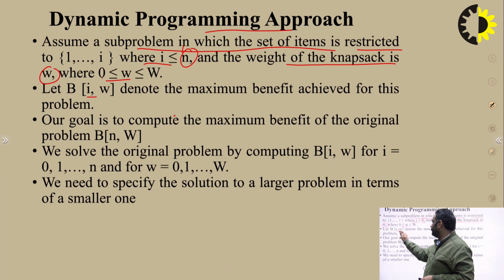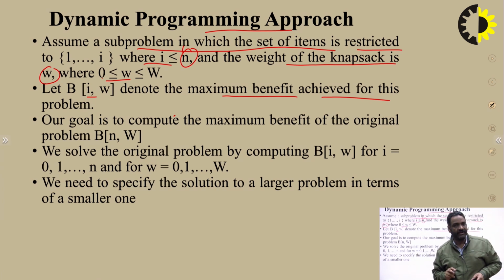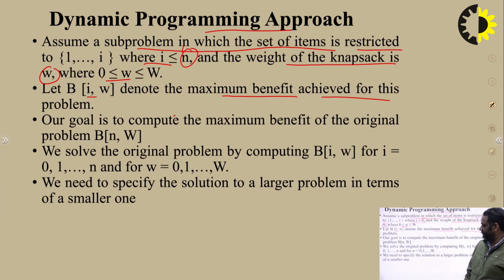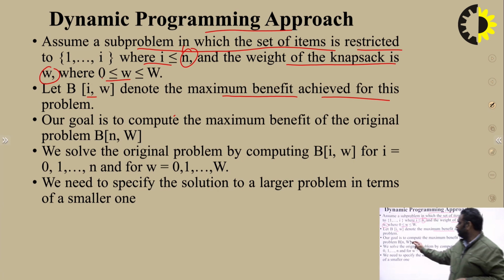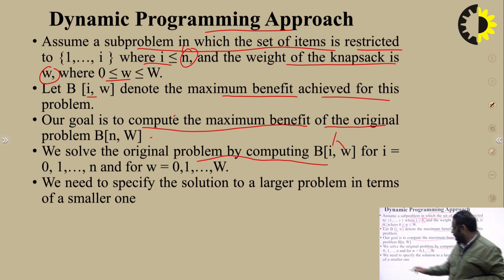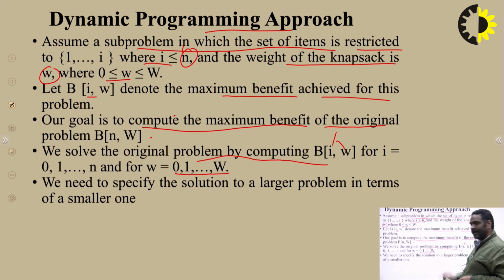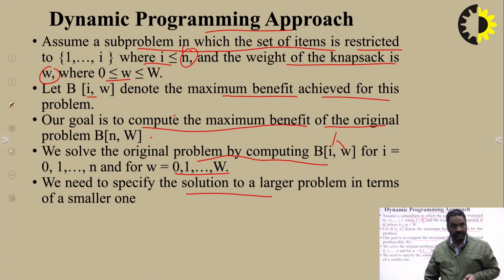Let B[i, w] denote the maximum benefit achieved for this problem. This is the required solution that we are going to find. Our goal is to compute the maximum benefit of the original problem, that is B[n, W]. We solve the original problem by computing B[i, w] for i ranging from 0 to n, and for w ranging from 0 to capital W. So we need to specify the solution to a larger problem in terms of smaller ones.